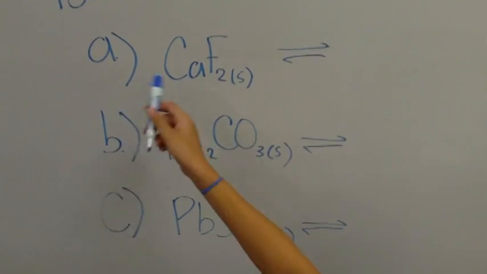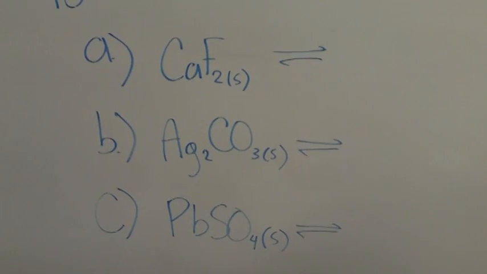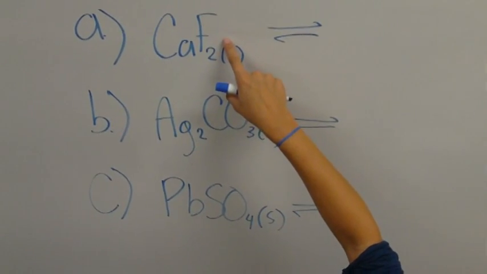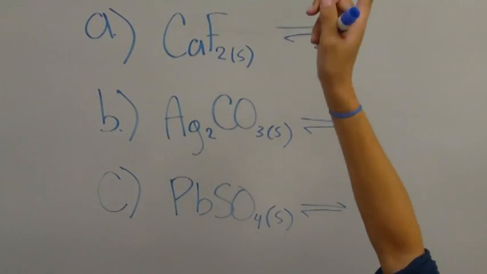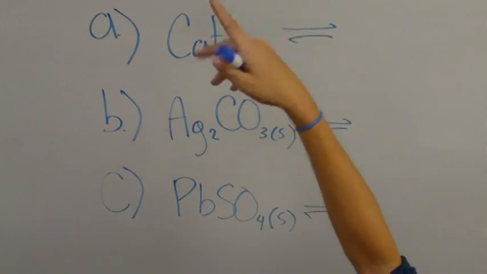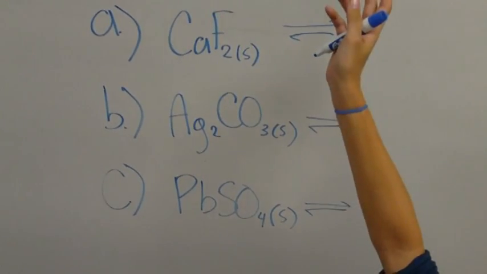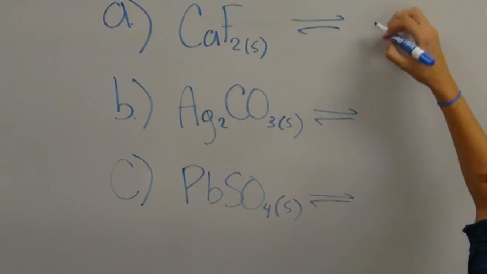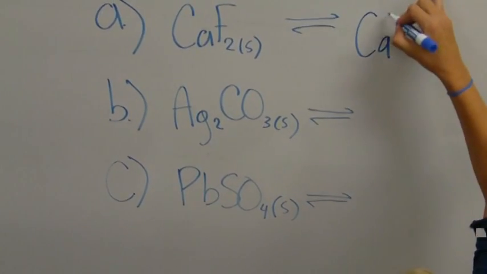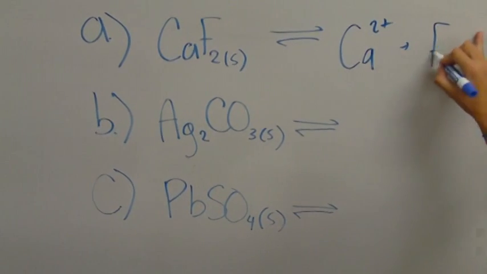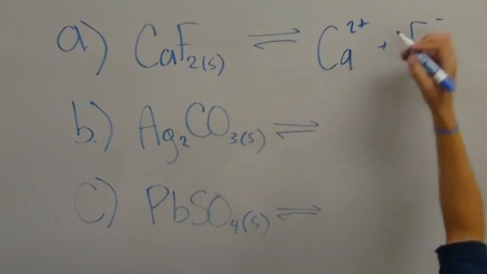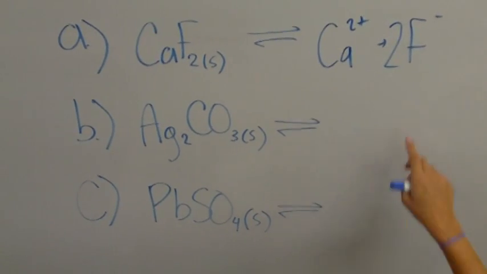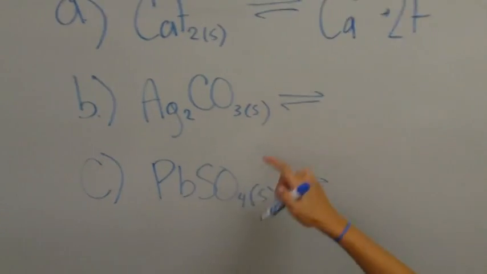The calcium is in the second column of the periodic table, so we know that has a +2 charge. Fluorine is in the second to the last column over here, so we know that it has a -1 charge. So we're going to write that out like that. And then there's also 2 fluorines, so we're going to make that the coefficient for fluorine, so that it's all balanced.